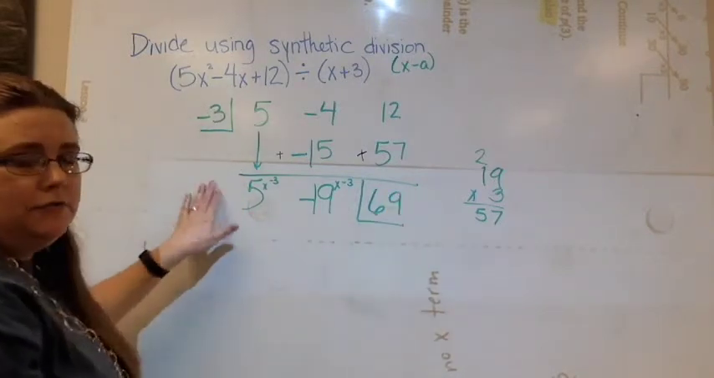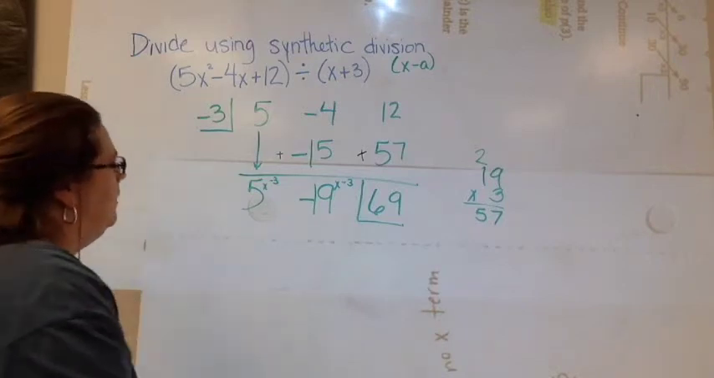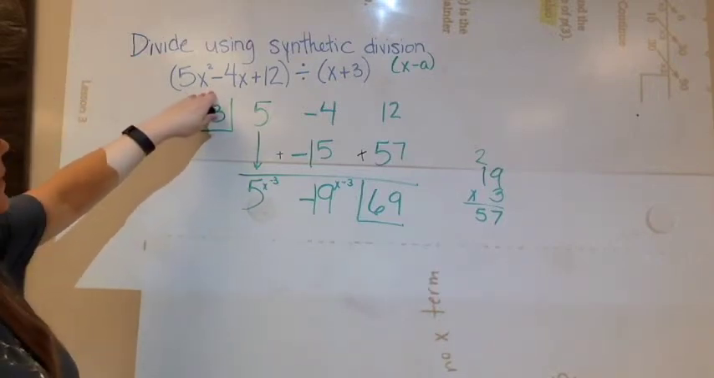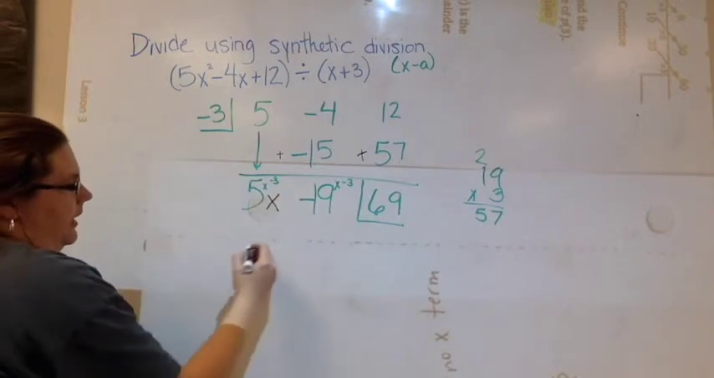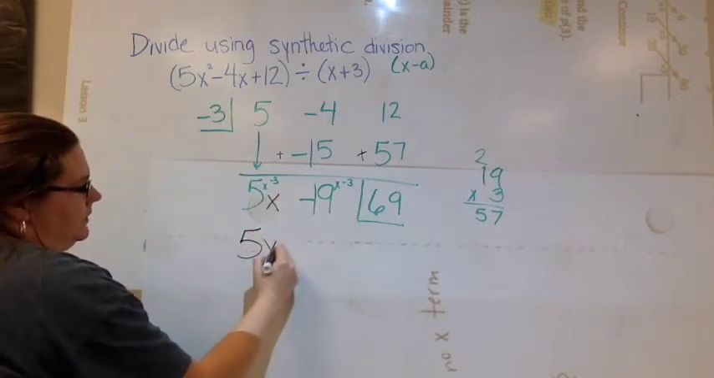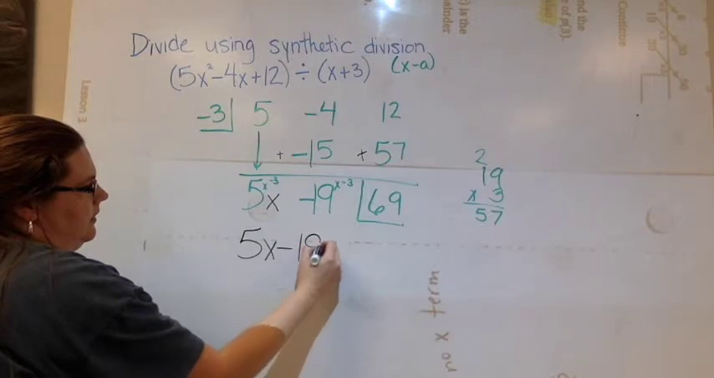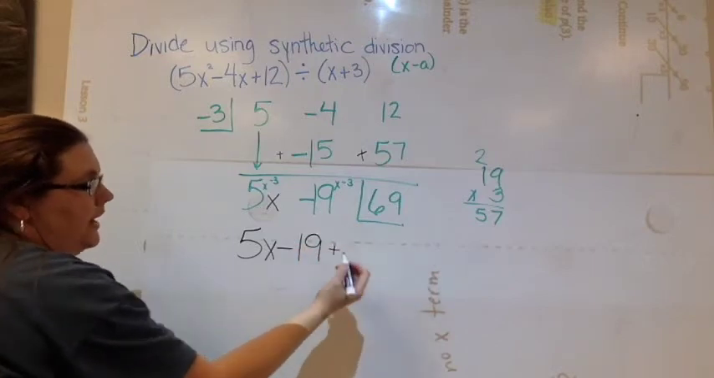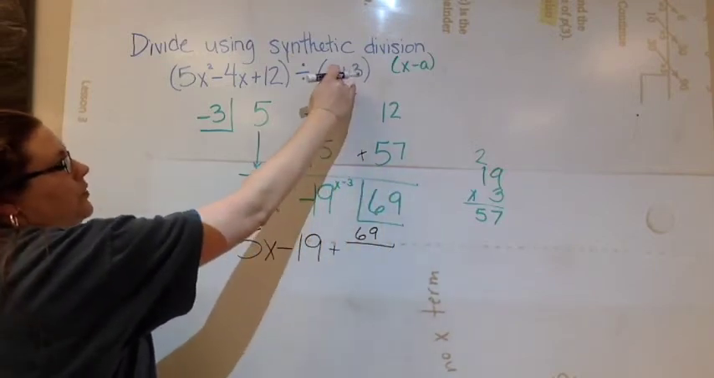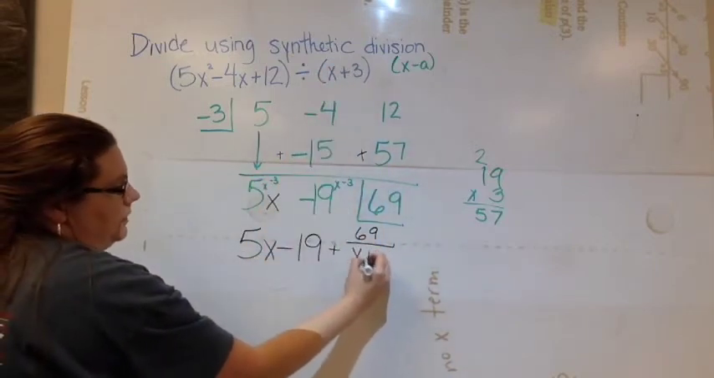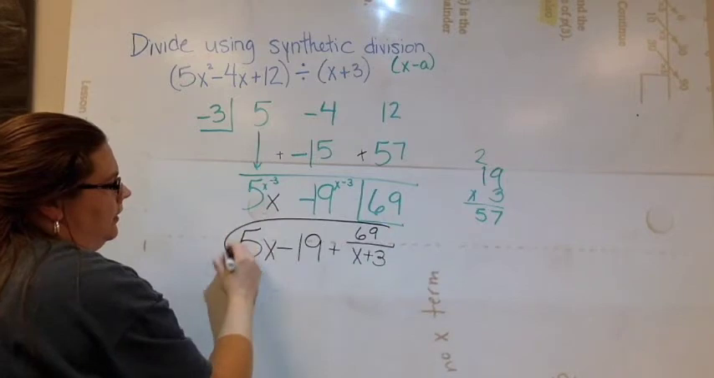So, if we're now to write this answer, remember you started with an x squared here, so the variable in this is just going to be x. So your answer then is 5x minus 19. And then your remainder in fraction form, plus 69 over, which your original divisor was, x plus 3. And there's your answer.